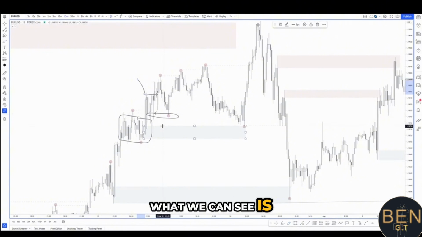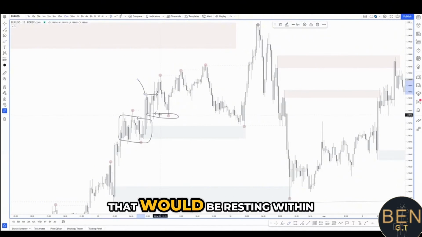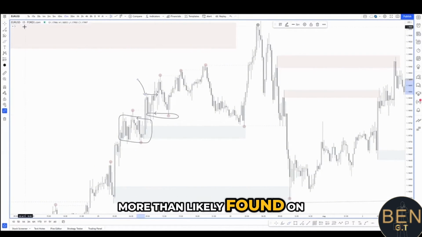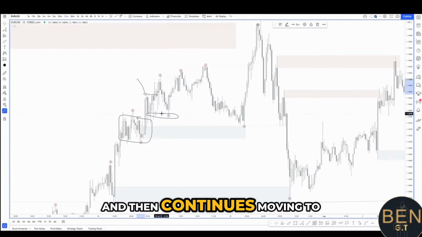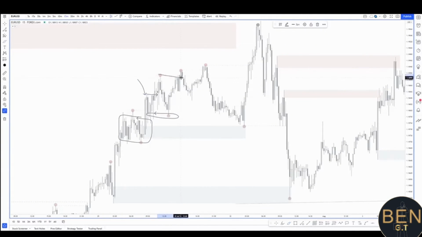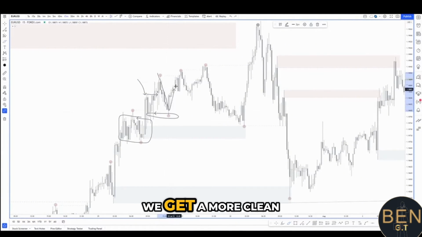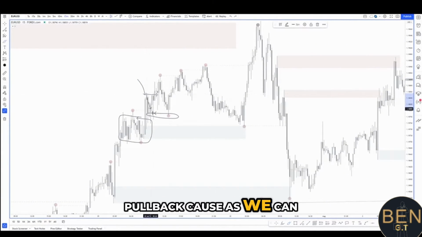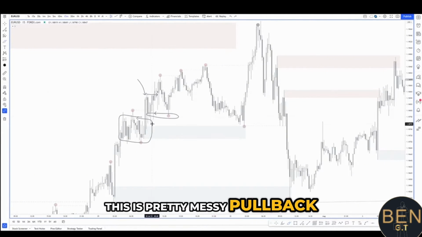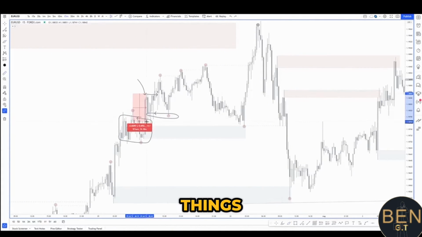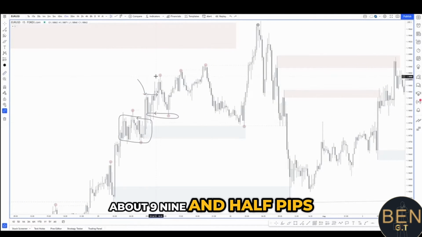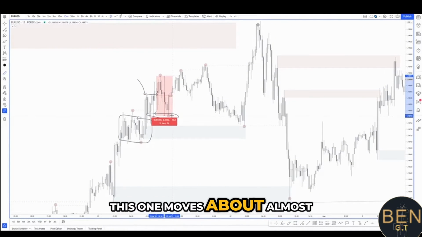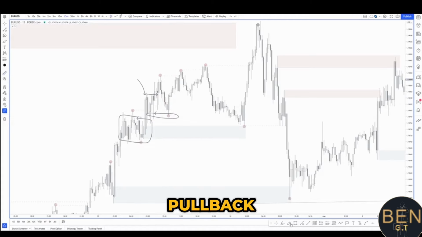What we can see is there is a demand zone that would be resting within this wick, more than likely found on the 1 minute time frame. Price taps into that and then continues moving to the upside. Again, we break structure. We get a more clean pullback, because as we can see, this is a pretty messy pullback. It doesn't move very far in the grand scheme of things, about 9.5 pips. This one moves almost 13, so a little bit bigger pullback.